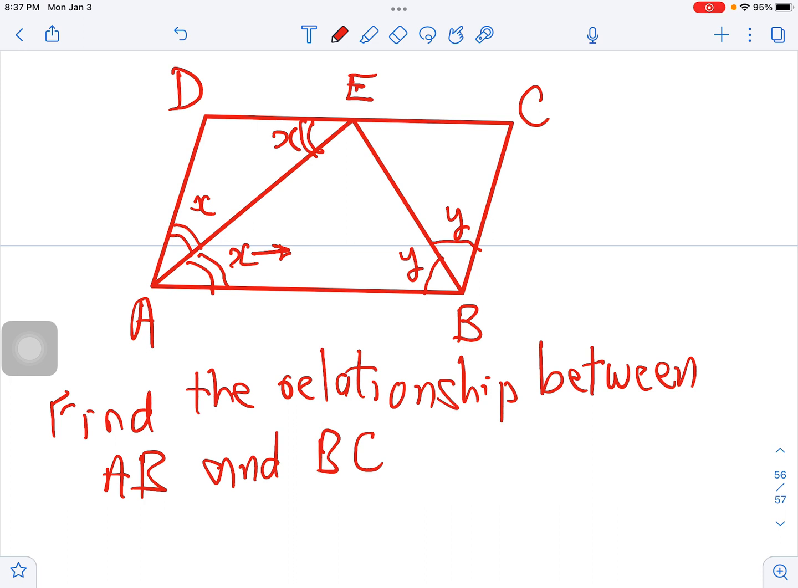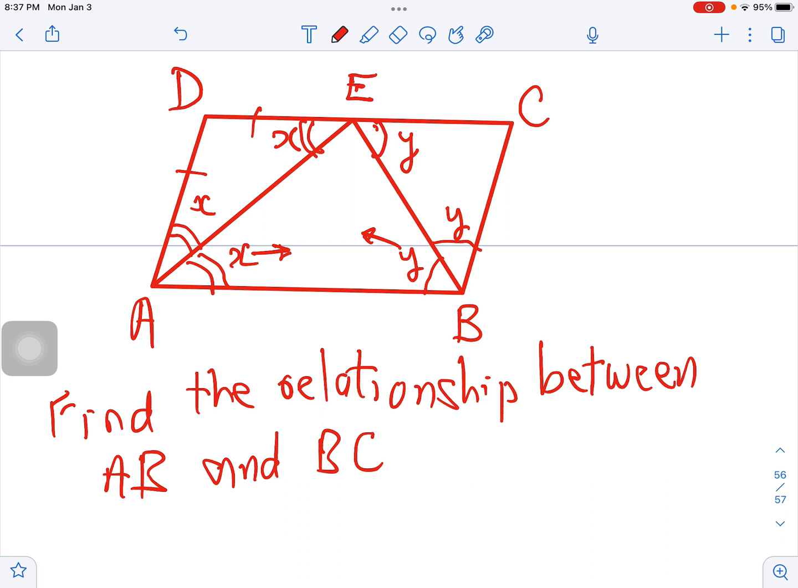Same concept applies to this angle. If this is y, this angle also becomes y. Alternate interior angles theorem. Now, if that is the case, if we focus on triangle ADE, we find that there are two congruent angles. And if that is the case, the sides opposite to them become congruent, right? It's essentially an isosceles triangle.